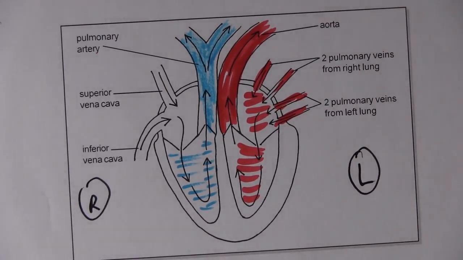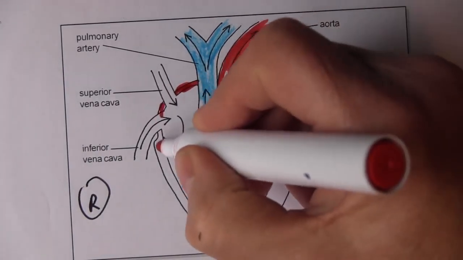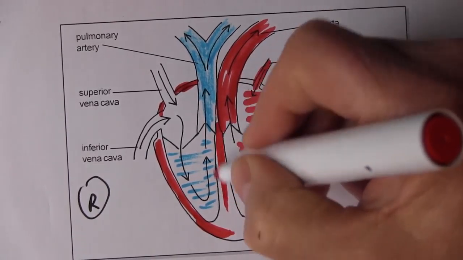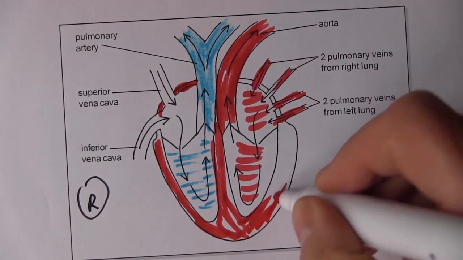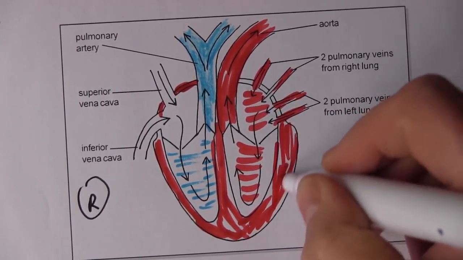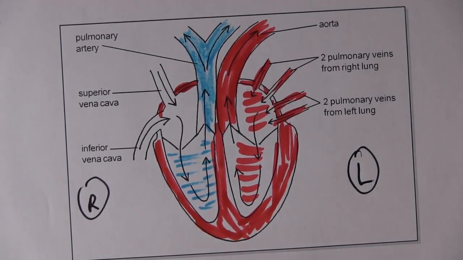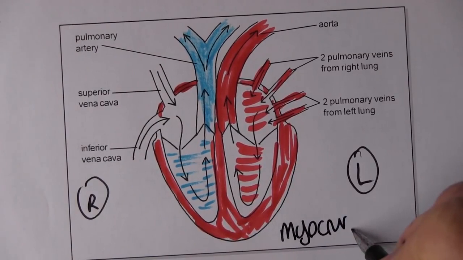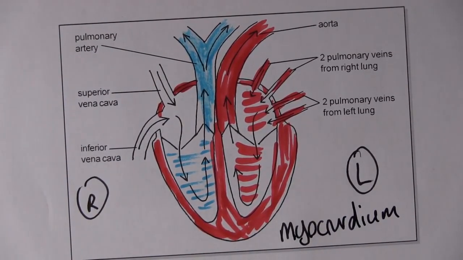Now, round about here, all this here, the muscular wall of the heart, do you know what that's called from other places? That whole muscle, big muscle in the wall of the heart. You might have come across that. That's called the myocardium. And the myocardium itself, of course, needs a blood supply.